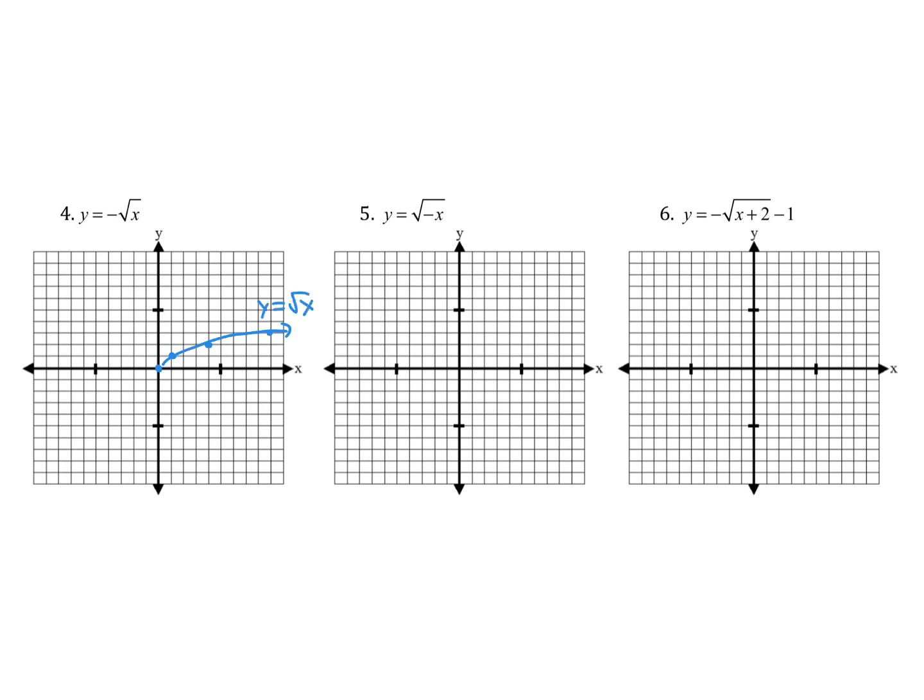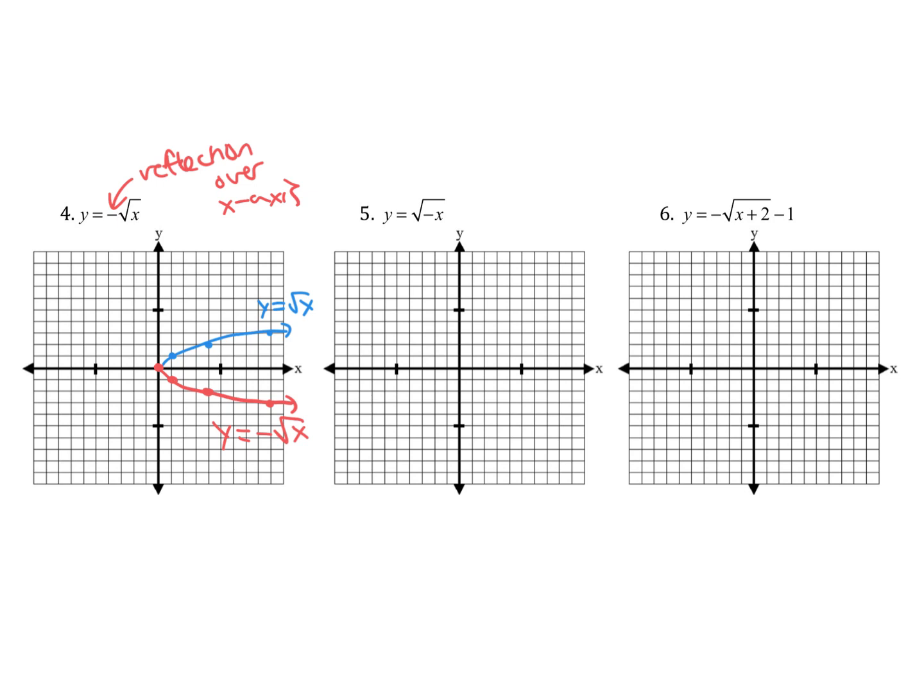Now to reflect that, well, this negative out front is a reflection over the x-axis. So it's going to flip upside down and go, the point at (0, 0) stays the same, but then I would go right 1, down 1, right 4, down 2, right 9, down 3. And that would be y equals negative square root of x.